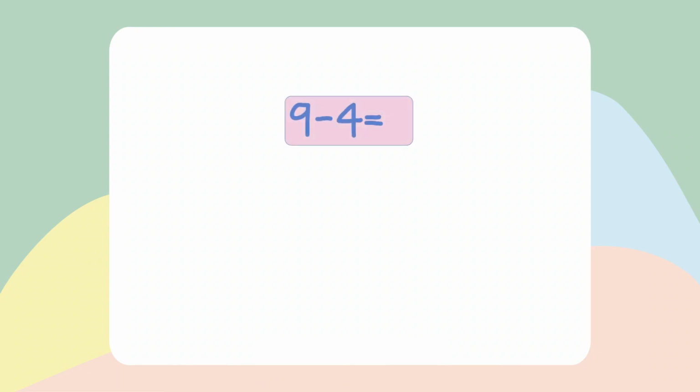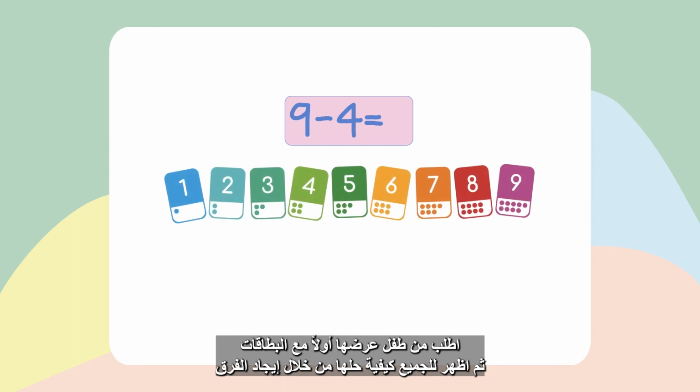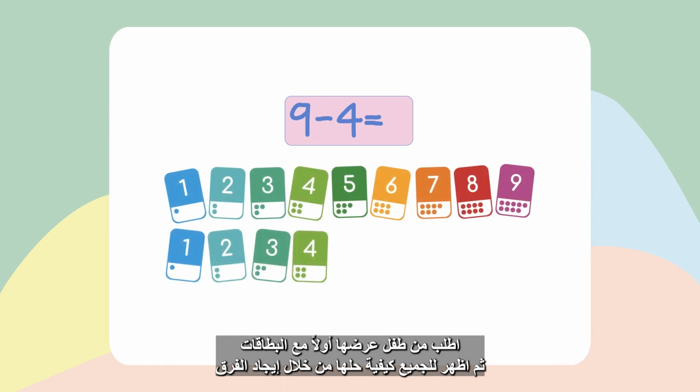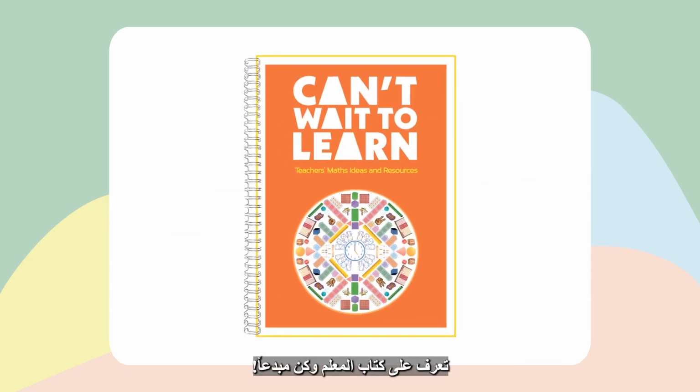Sit everyone in a circle and write up a subtraction. Ask a child to first show it with the cards and then show everyone how to solve it by finding the difference. You could have several rounds as an introduction or to finish up your lesson. Familiarise yourself with the teacher's book and get creative.